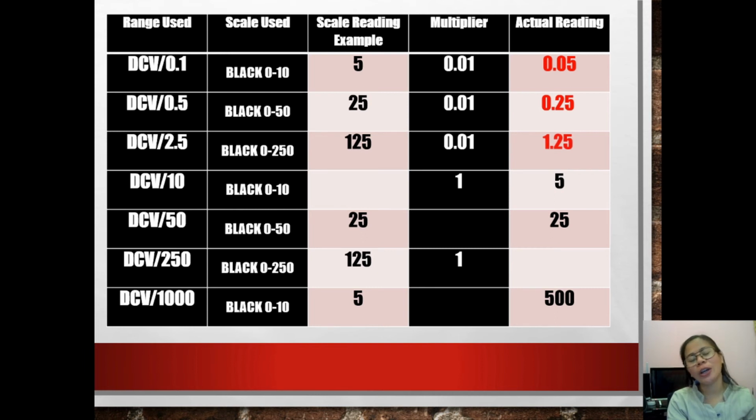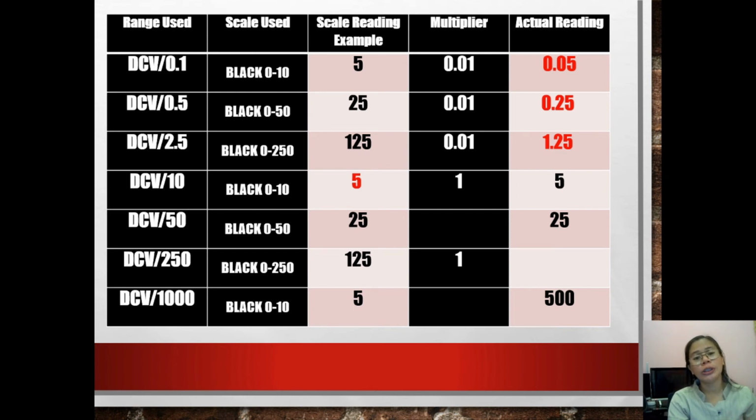In the range of 10, you are going to use the black 0 to 10 scale. The given actual reading and the multiplier is 1. What do you think is the scale reading example? Very good. It is 5. Next, the scale reading example is 25 and the actual reading is 25.